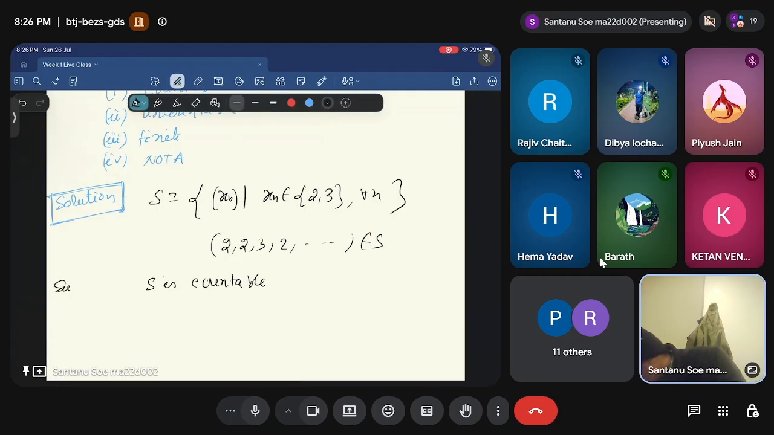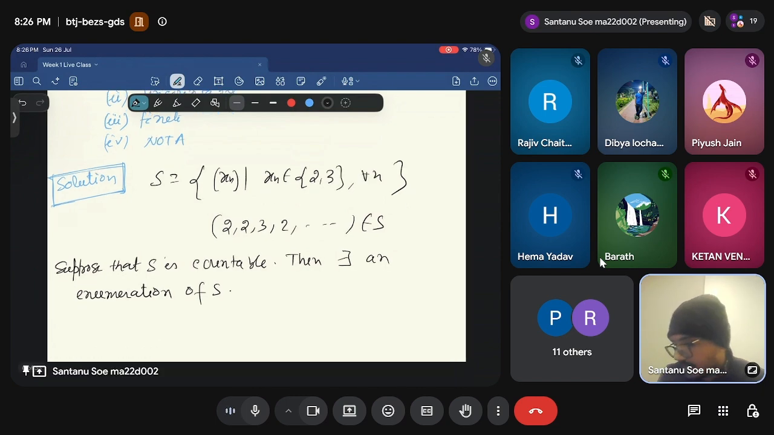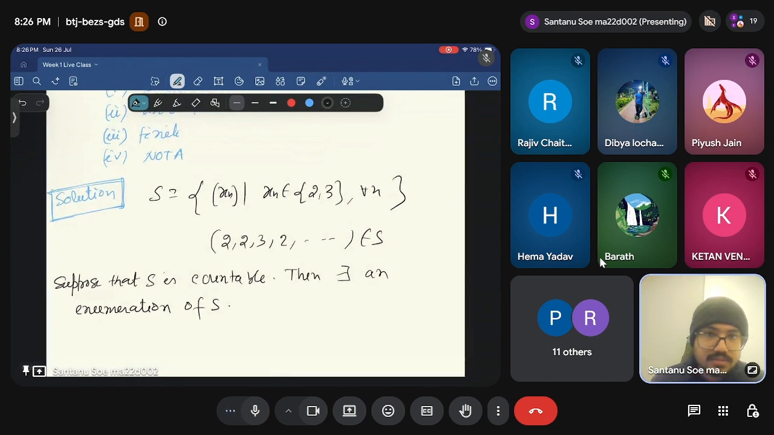Suppose that, then there exists an enumeration of S. So it means that every element of S has a one-to-one correspondence with the set of natural numbers. That means you can count the elements of S through an injective map to N. Okay, so this is what it means.